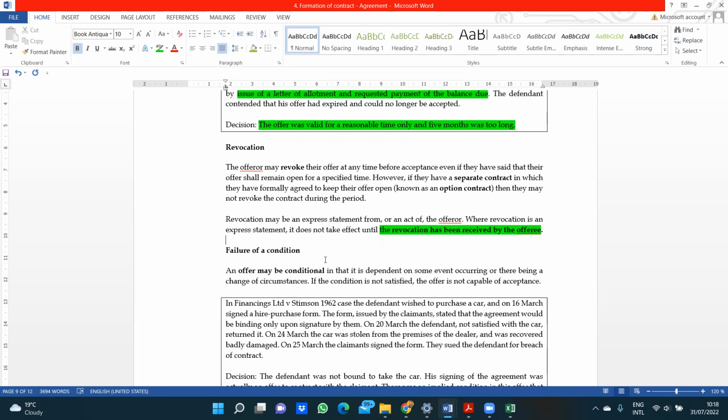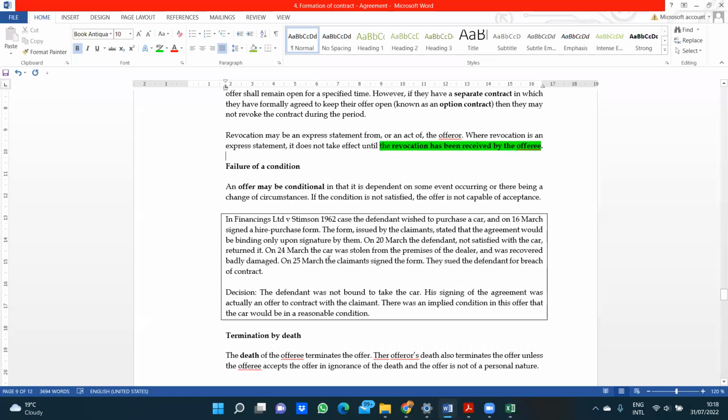Revocation may be an express statement or an act of the offerer. Where revocation is an express statement, it does not take effect until the revocation has been received by the offeree. All right. The revocation letter that has been sent to the offeree does not take effect until it has been received by the offeree.